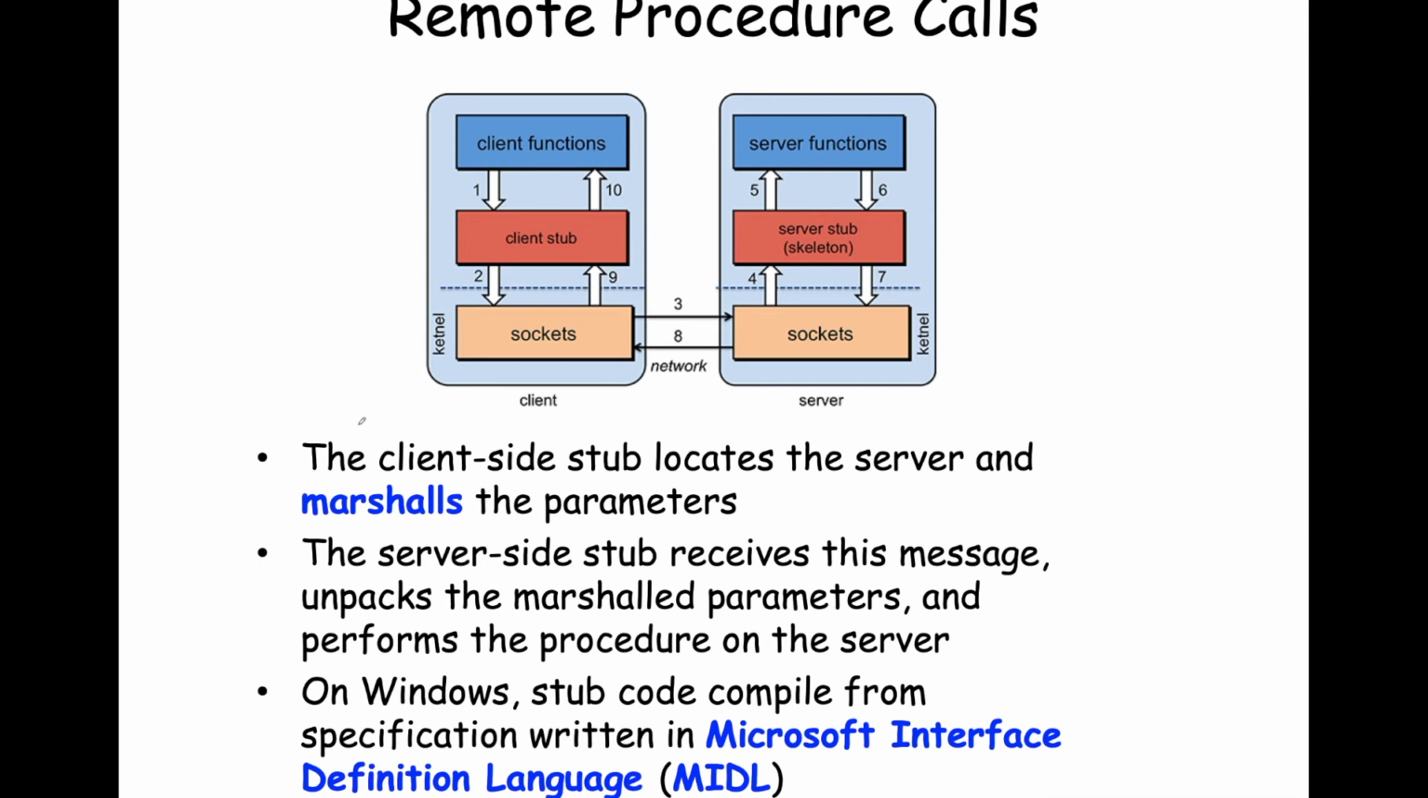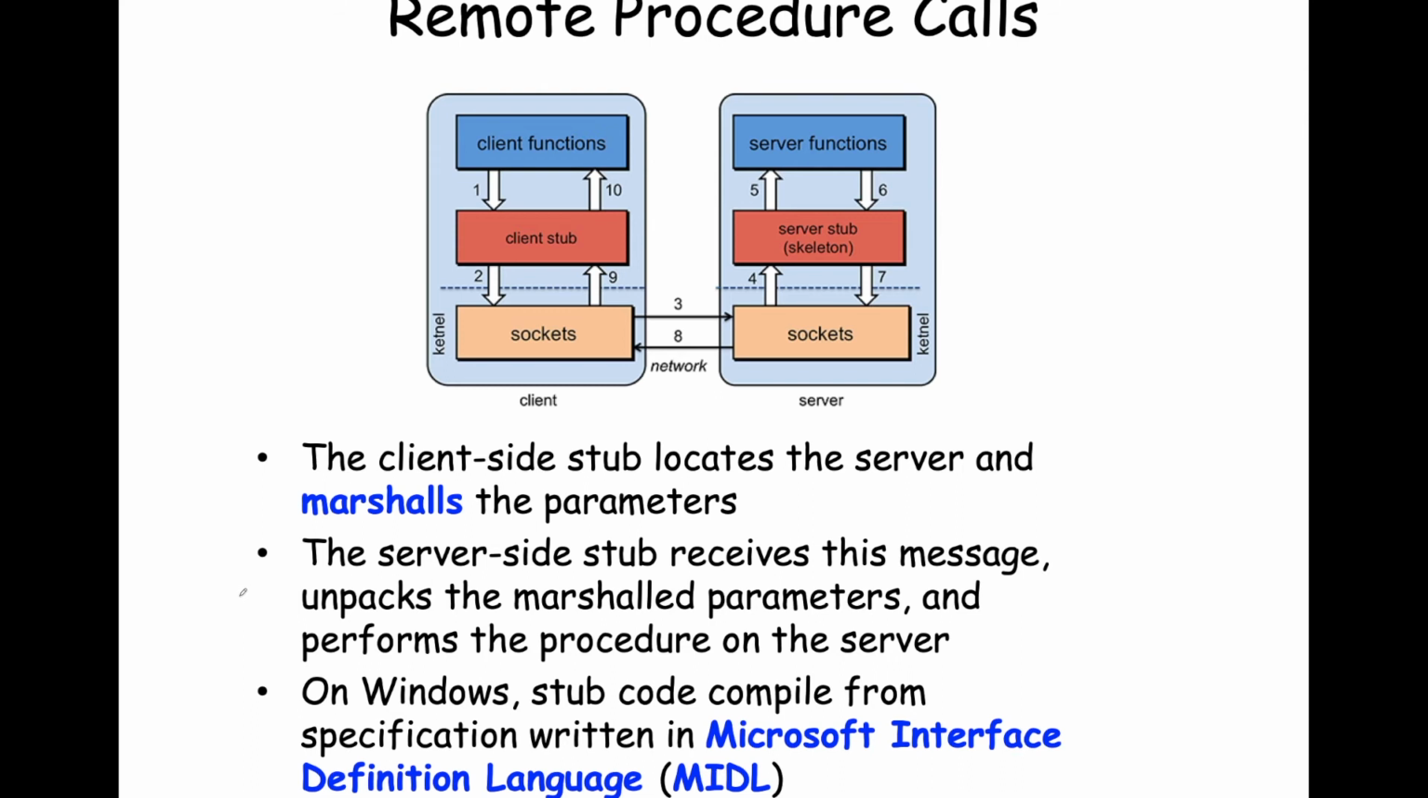It locates the server by its name, and then it takes the parameters and packages them up, called marshalling, and then it sends them across the wire. The server-side stub receives this information through the server-side socket. So the server then unpacks them, or unmarshals them, makes a local call, and then sends back the results. The reverse operation happens. And so on Windows, it does remote procedure calling, RPC.